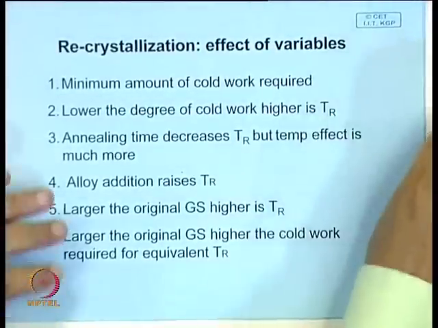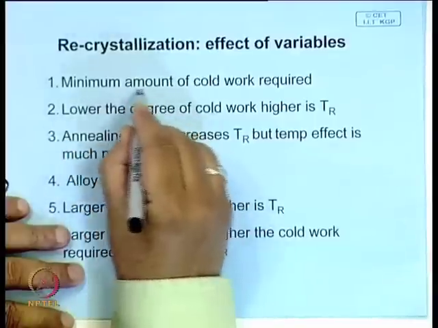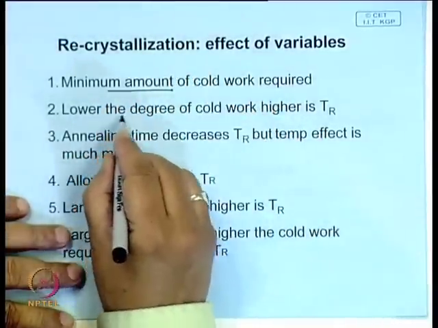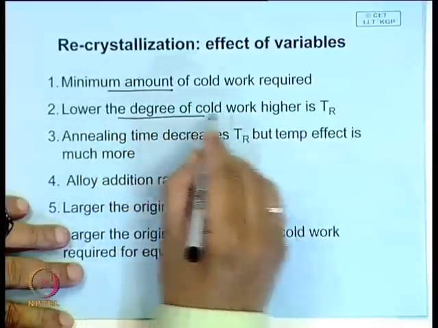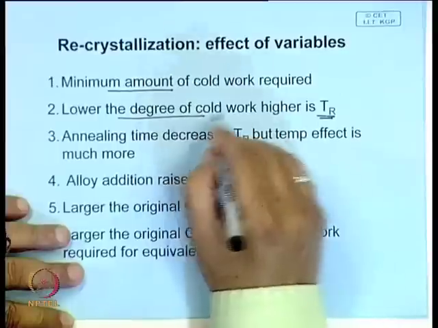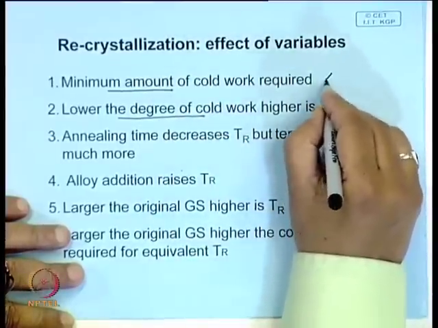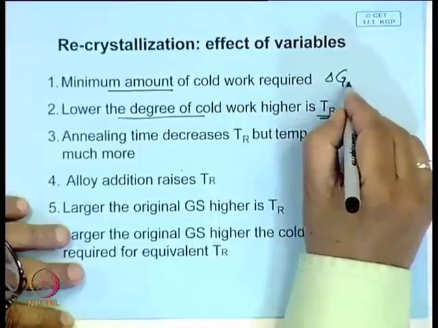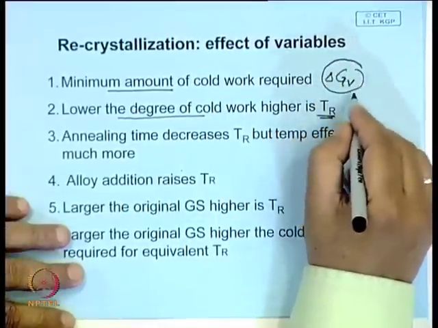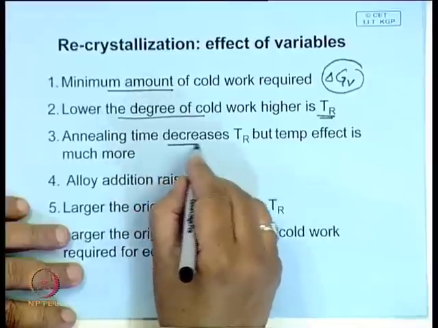So, if you sum up the process of recrystallization, we have seen that some amount of cold work is necessary for recrystallization to take place. The lower the degree of cold work, the higher is the recrystallization temperature. That means with lower cold work you have to give more thermal activation, because less cold work means delta G V is low, so the activation hill is high.